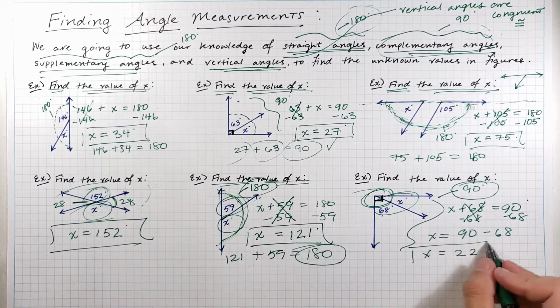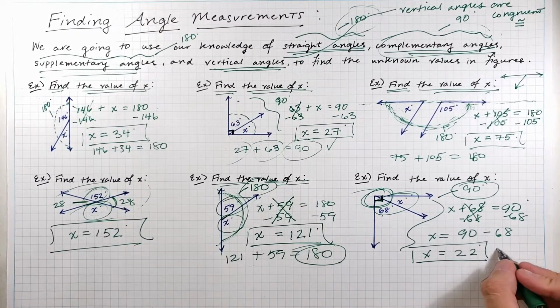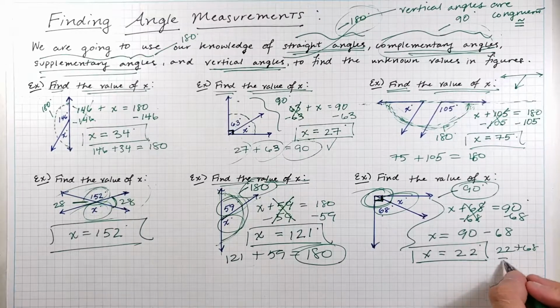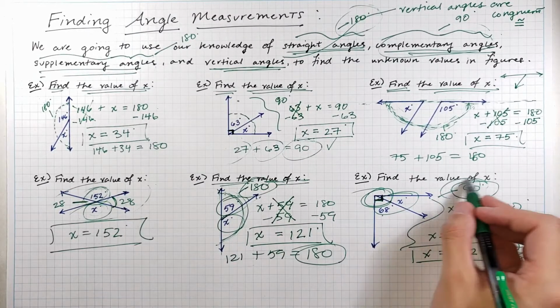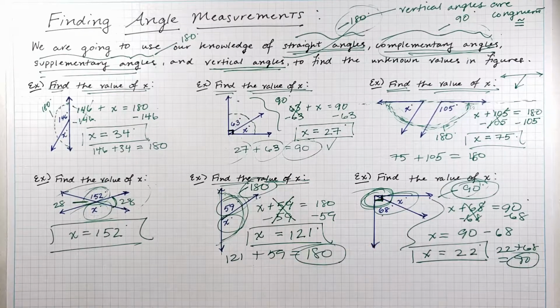Yeah, 22. Okay, and sure enough, if you do 22 plus 68, what do you get? You get 90, which is what you need to get here because of the little box here. Little box is very useful.